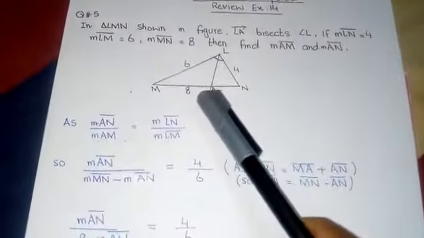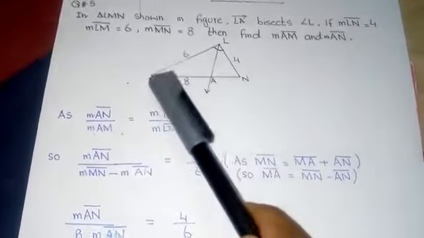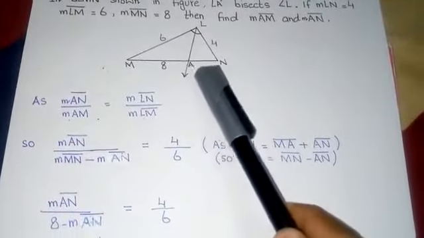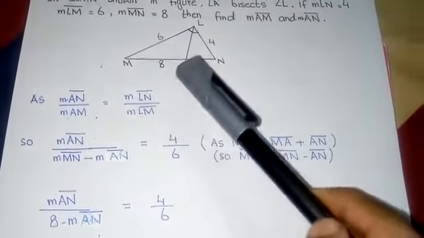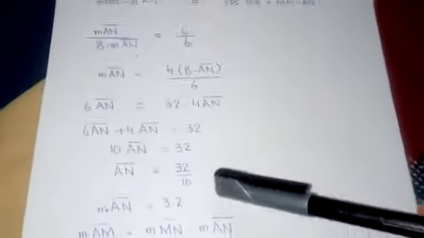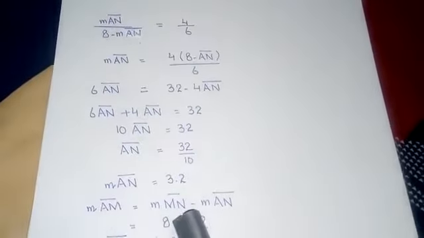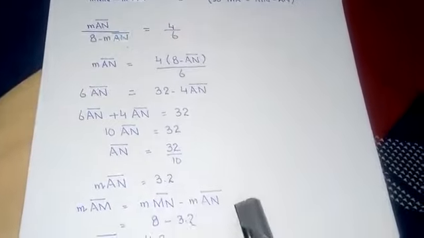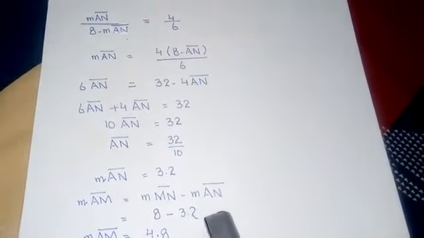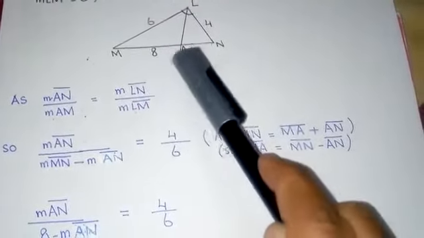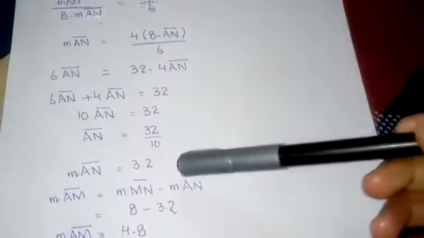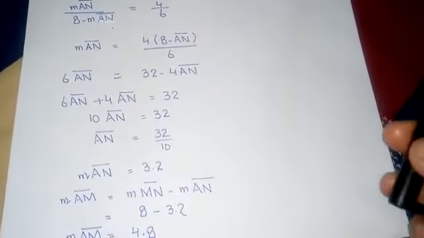Clear? The value of this portion AN is 3.2. Total is 8 and this is 3.2. So in order to find this portion, we will subtract this 3.2 from the 8 here. AM is equal to MN, meaning total length, minus AN, meaning the small portion. 8 minus 3.2 is 4.8. It means the value of this MA is 4.8 and this is 3.2. Is it clear? I hope these questions are clear to you.